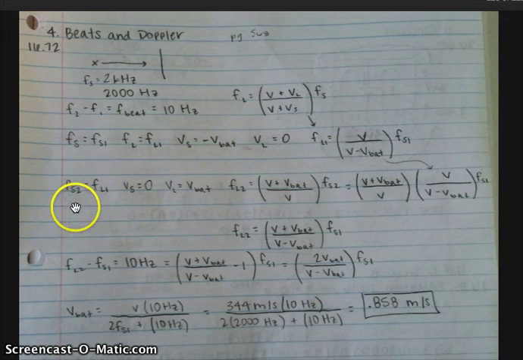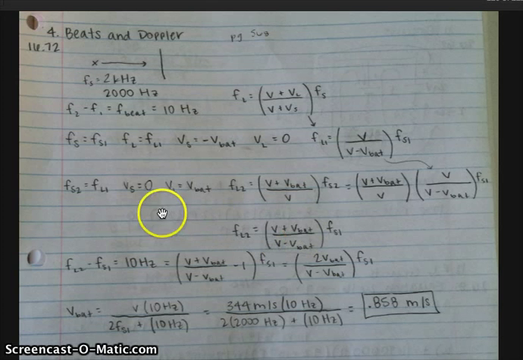And then the frequency of the second source, which is the sound bouncing off the wall, equals the frequency of listener 1. The velocity of the source is 0 here, and the velocity of the listener is the velocity of the bat. So here we have FL2 equals (V plus V bat) over V times FS2, and we can plug in this right here and do this.